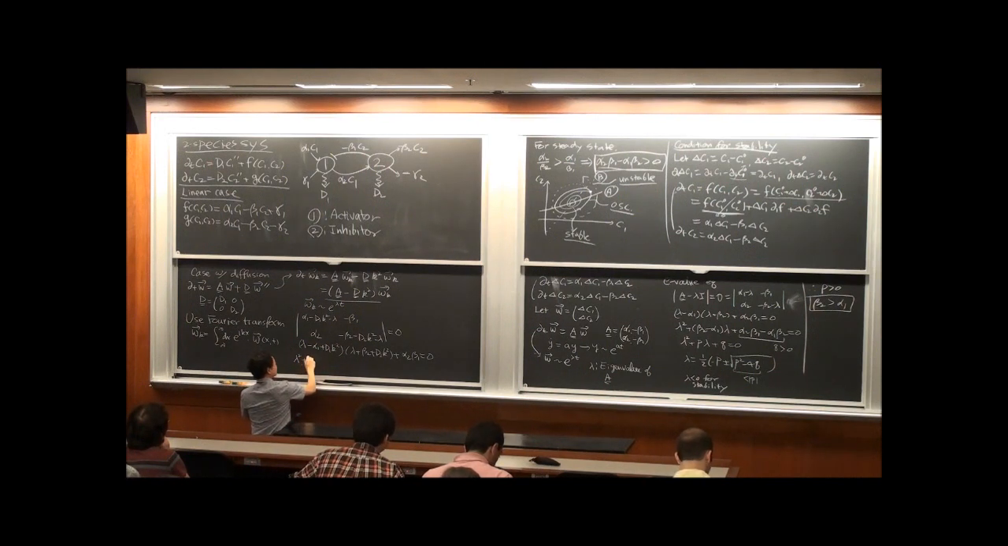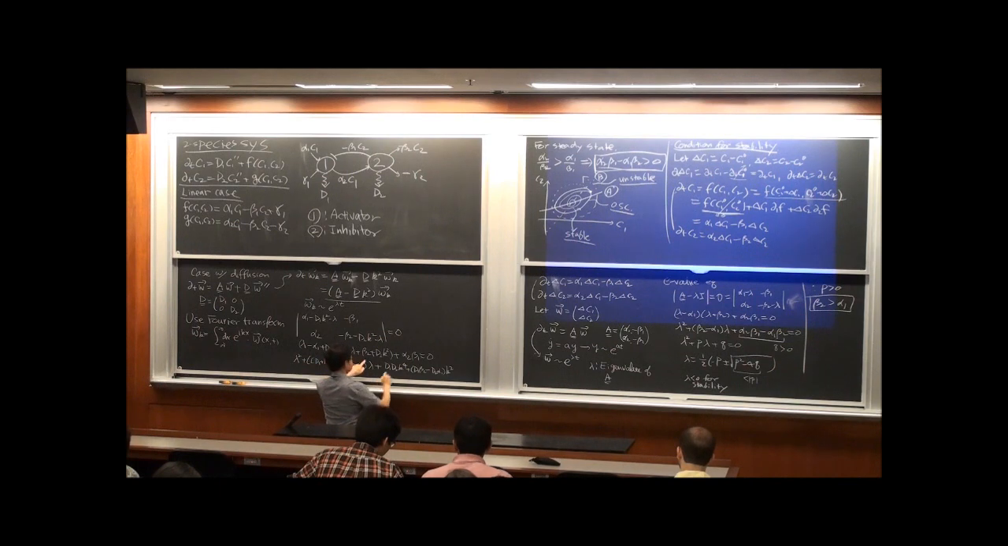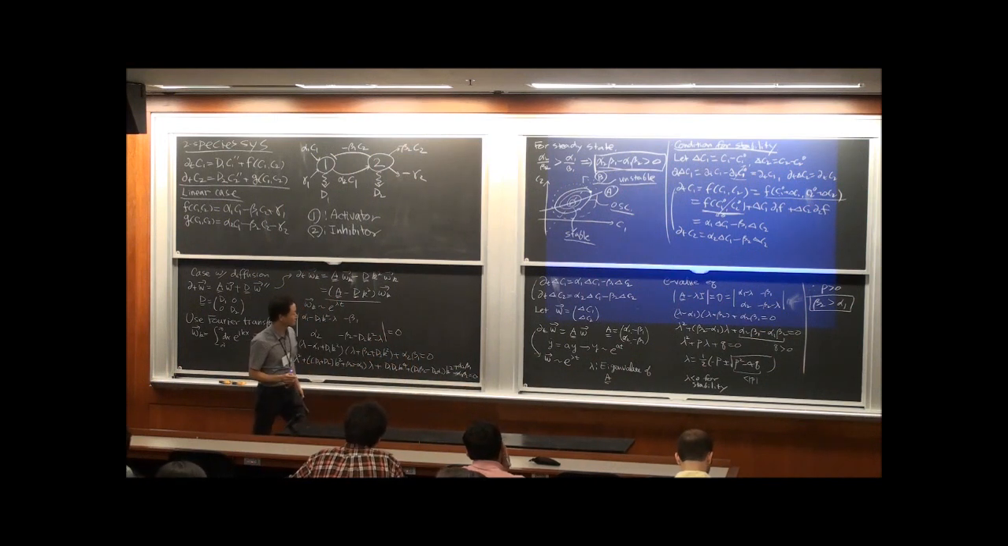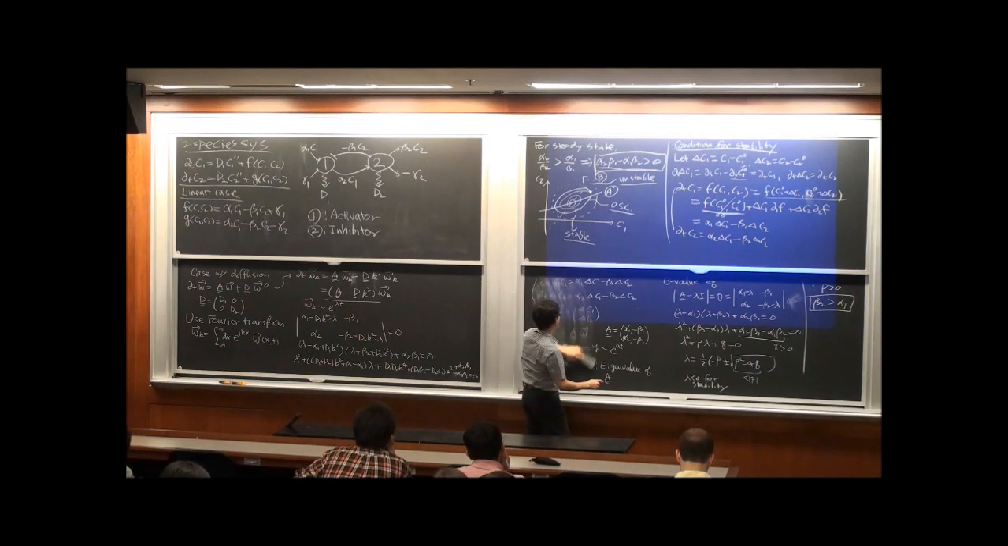Then let's just expand this. Lambda squared plus (d1 plus d2) k squared plus (beta 2 minus alpha 1) lambda. And you multiply these two: d1 d2 k to the fourth, and (d1 beta 2 minus d2 alpha 1) k squared, plus alpha 2 beta 1 minus alpha 1 beta 2 equal to 0. So we are following almost the same procedure.